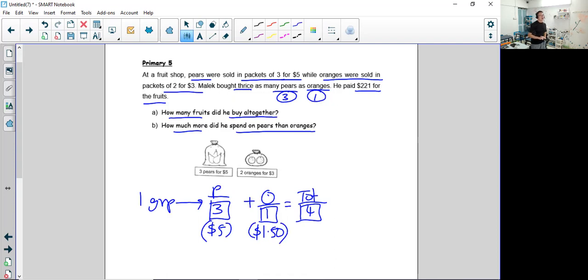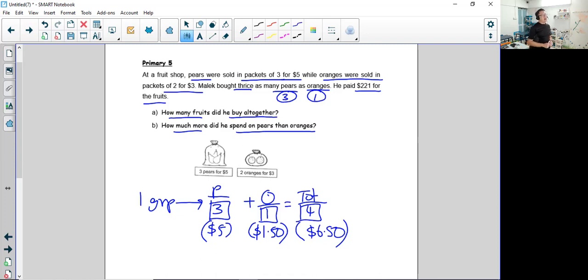And then what's the total cost? Now the total cost will be $6.50, right? The total cost for one group. So one group of 3 pears and 1 orange, the total will be $6.50. So you make one group. Okay, in one group, how many pears, how many oranges, how much are the pears, how much are the oranges? So this is your complete one group.